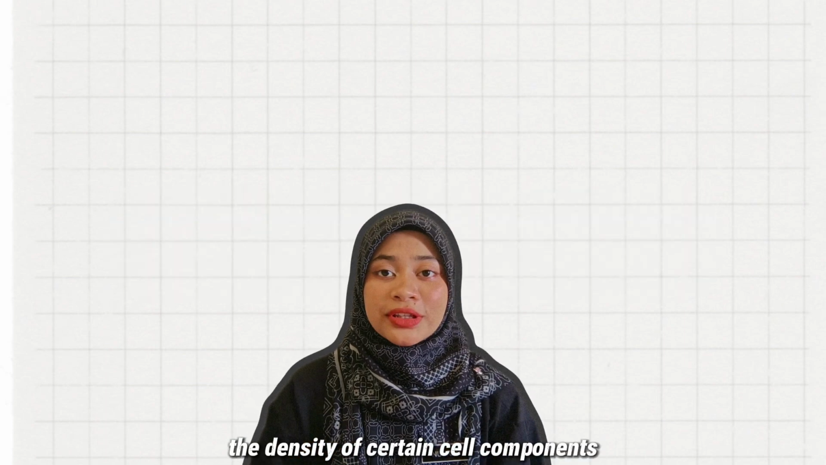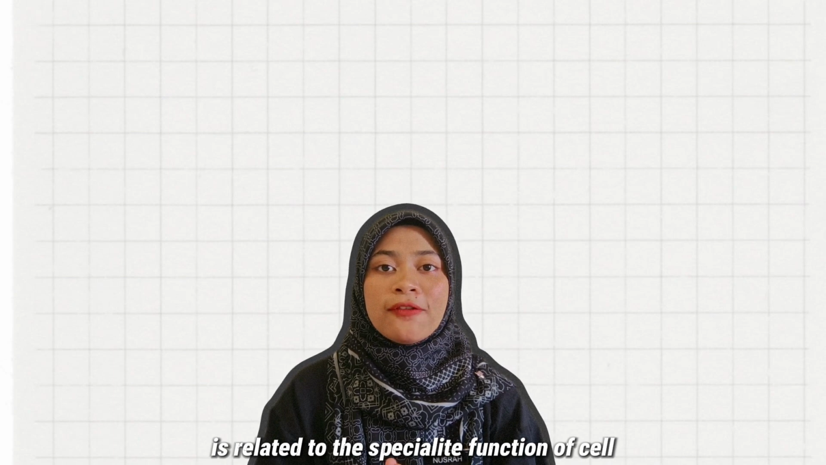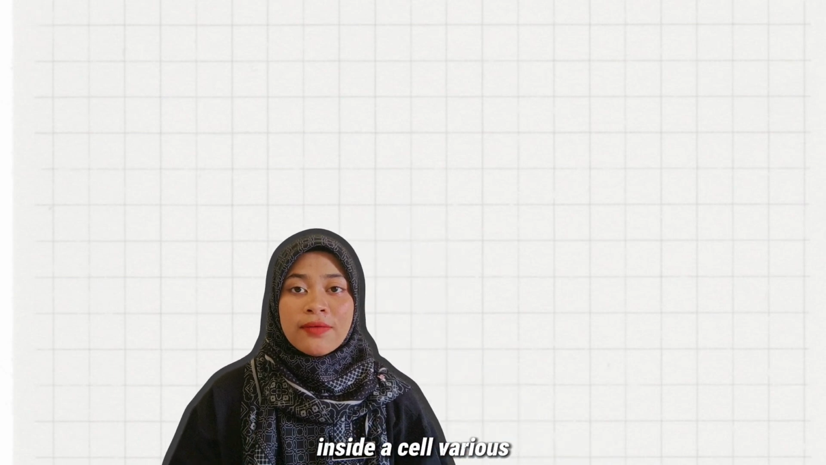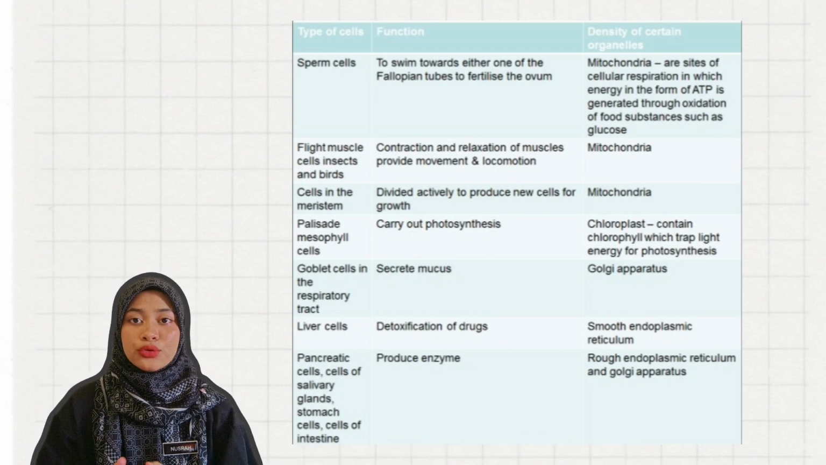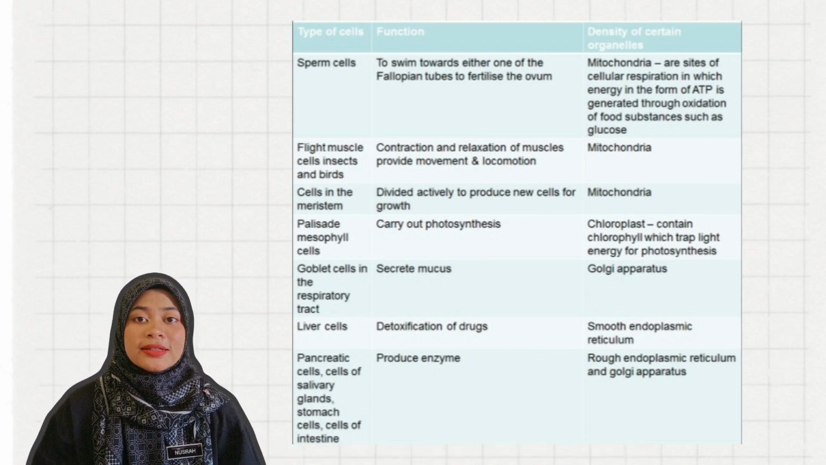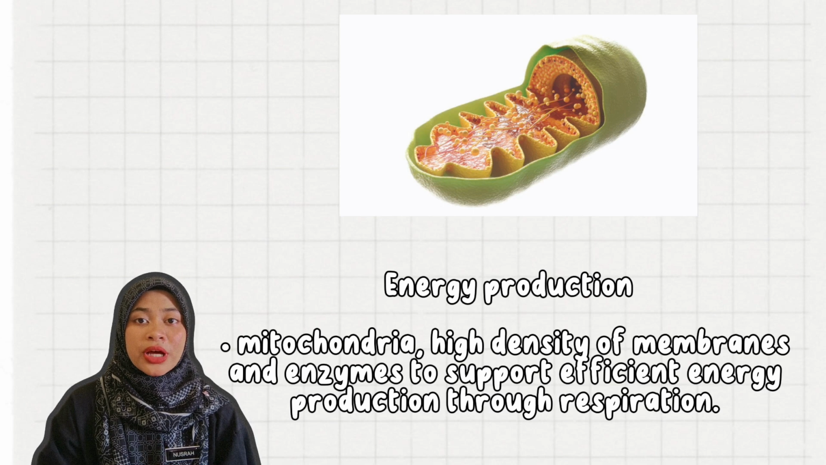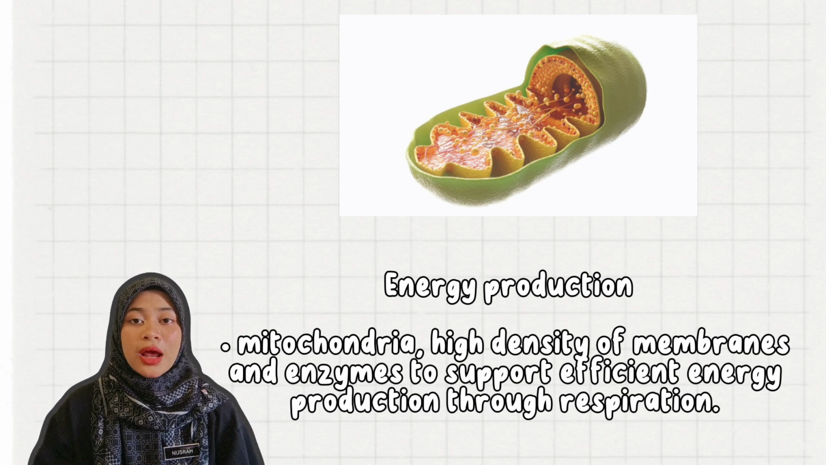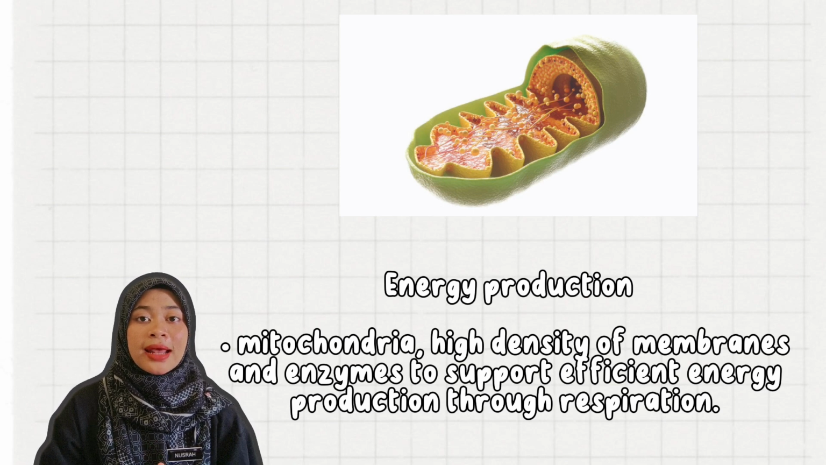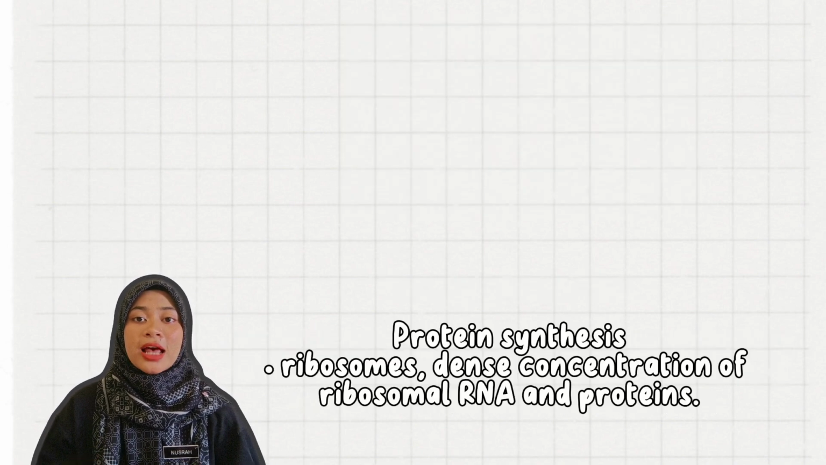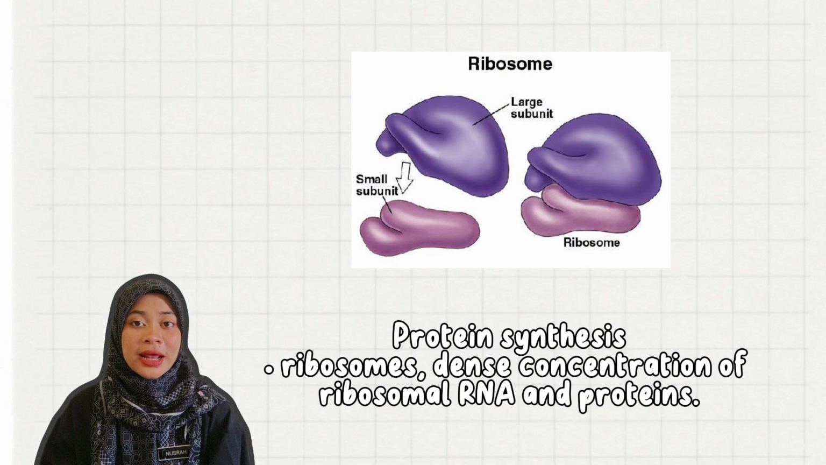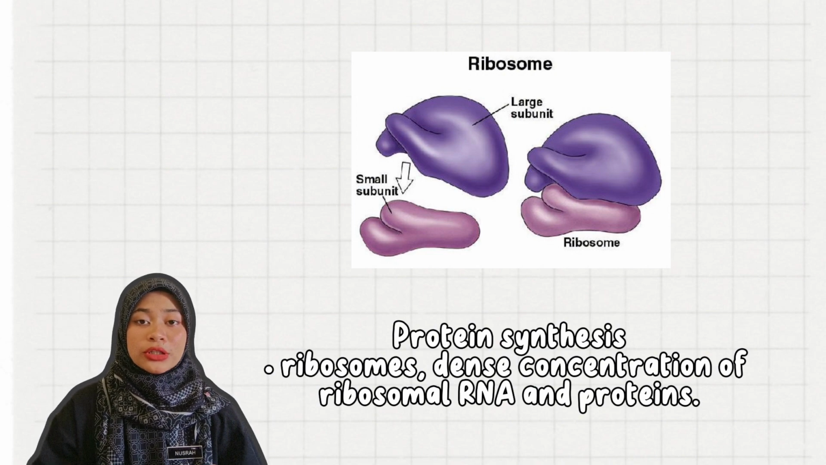The density of certain cell components is related to the specialized function of the cell. Inside a cell, various structures and organelles have different densities which are closely linked to their roles. For example, in cells specialized for energy production, such as mitochondria, there is a high density of membranes and enzymes to support efficient energy production through respiration. In cells responsible for protein synthesis, like ribosomes, there is a dense concentration of ribosomal RNA and proteins.